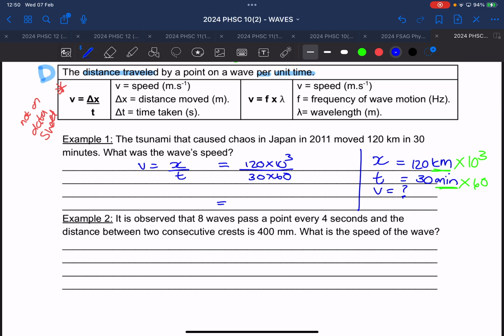Are you using the fraction button? Okay. No, I don't want it in fraction form. I want like a full answer. And the unit?